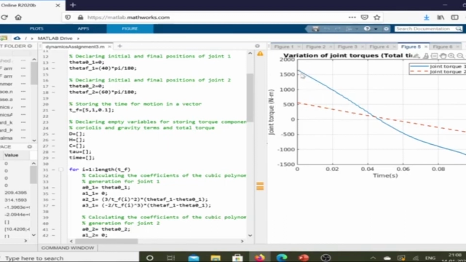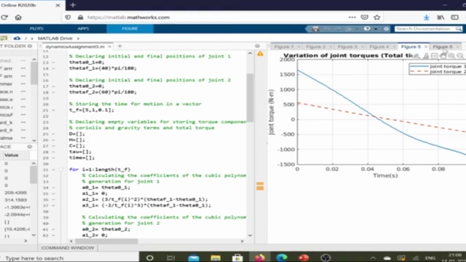Now joint torque tau 1 is much higher because it is carrying the weight of joint 2 also. That is clear from here. Now please look at the numerical values. It's about 1600 Newton meter. So you can imagine how high the torque is. 1600 Newton meter torque in the joint to carry only a mass of 1 unit mass, say 1 kg. So you can imagine how much torque is being required here. This is something to note.